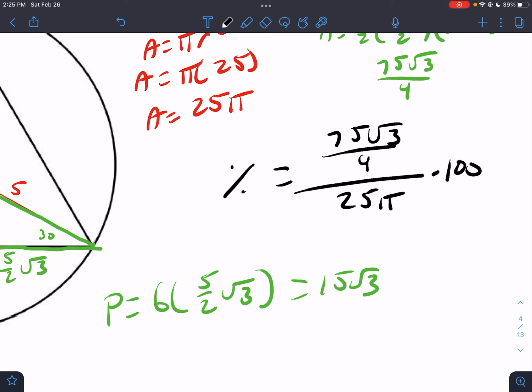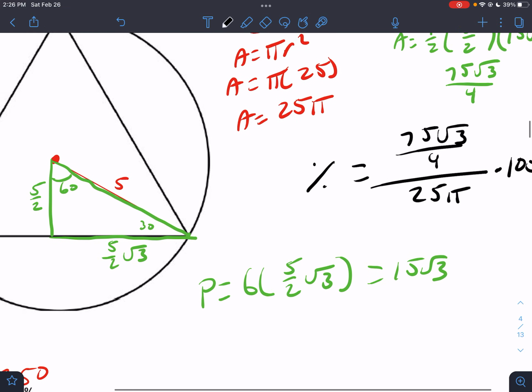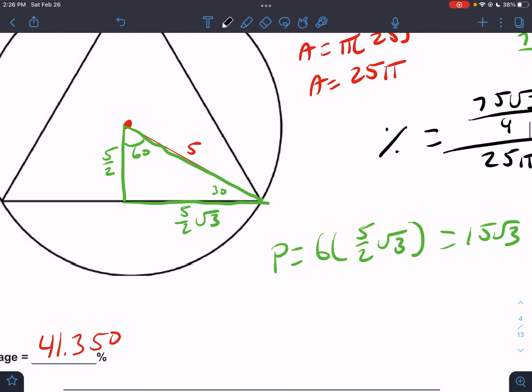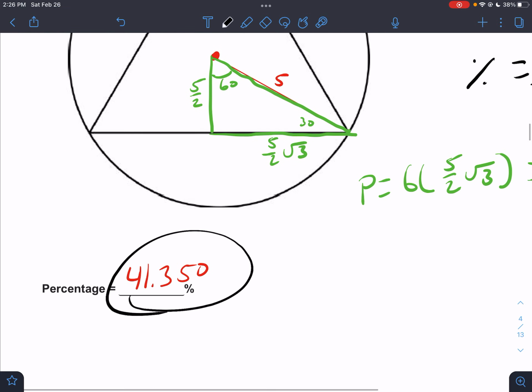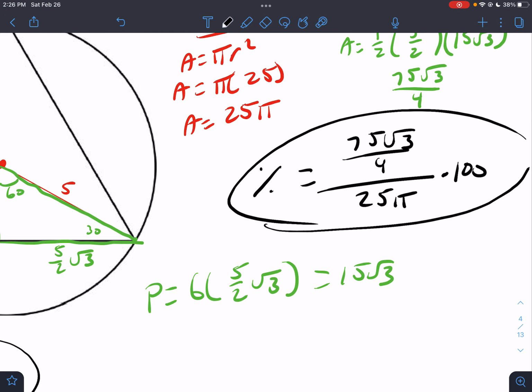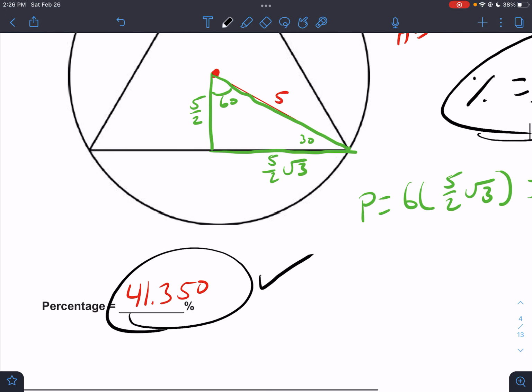We don't have to clean this up, but if we type that in, I get 75, I'm going to type it real quick, 75 root 3 over 4, all over 25 pi. Type in pi, do not type in 3.14, times 100. And I get 41, it actually rounds to 41.350. But this is what I typed in, this is what it would round to.